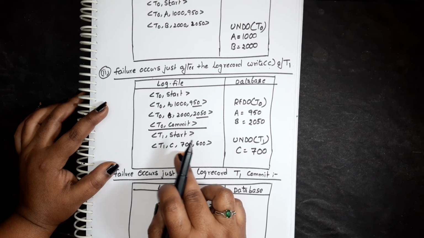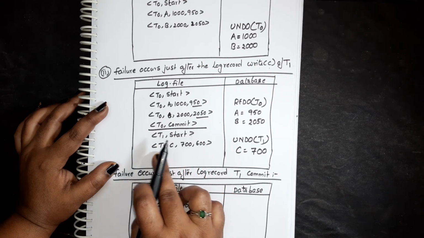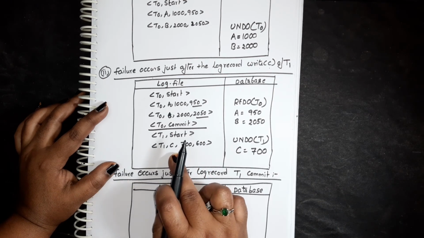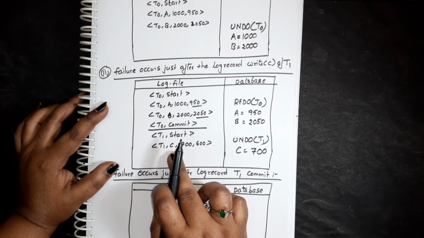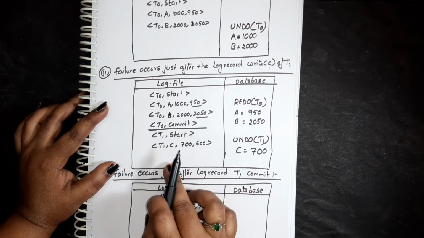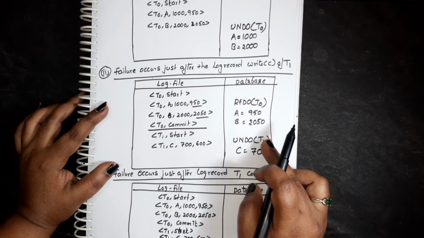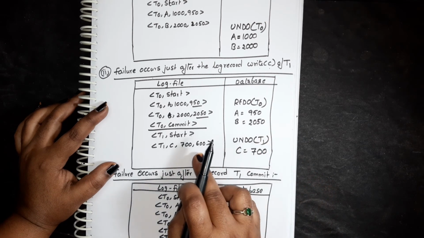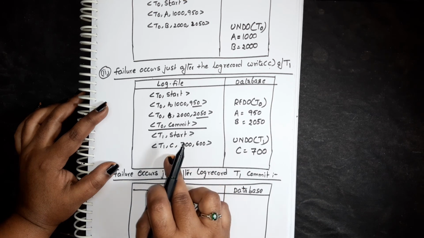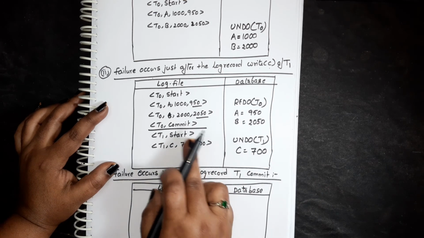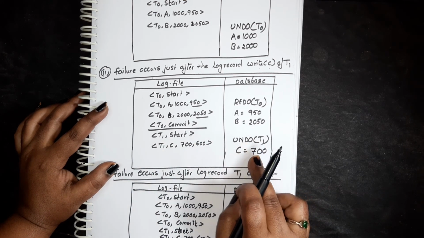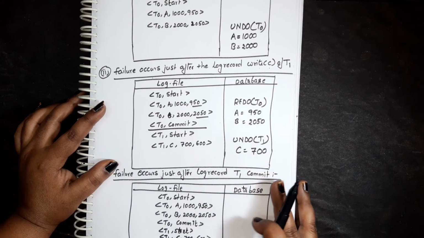Then you move to the next one, T1, the next transaction. It reads and writes the C data item, but there is no commit for the T1 transaction. So you are going to execute undo. Undo means it is not properly updated. So you restore the value with the old value, the initial value. The C value is 700.